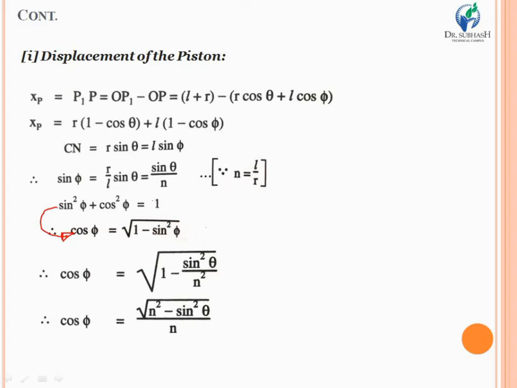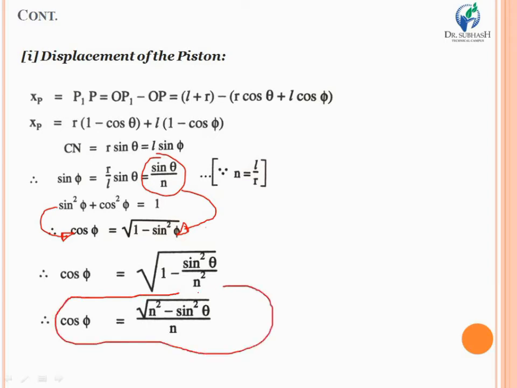So you just have to put the value of sin theta upon n, and replace sin square phi in it, so that you will have cos phi is equal to under root 1 minus sin square theta upon n square. So by taking LCM, simply you will have at the end cos phi is equal to under root n square minus sin square theta upon n.